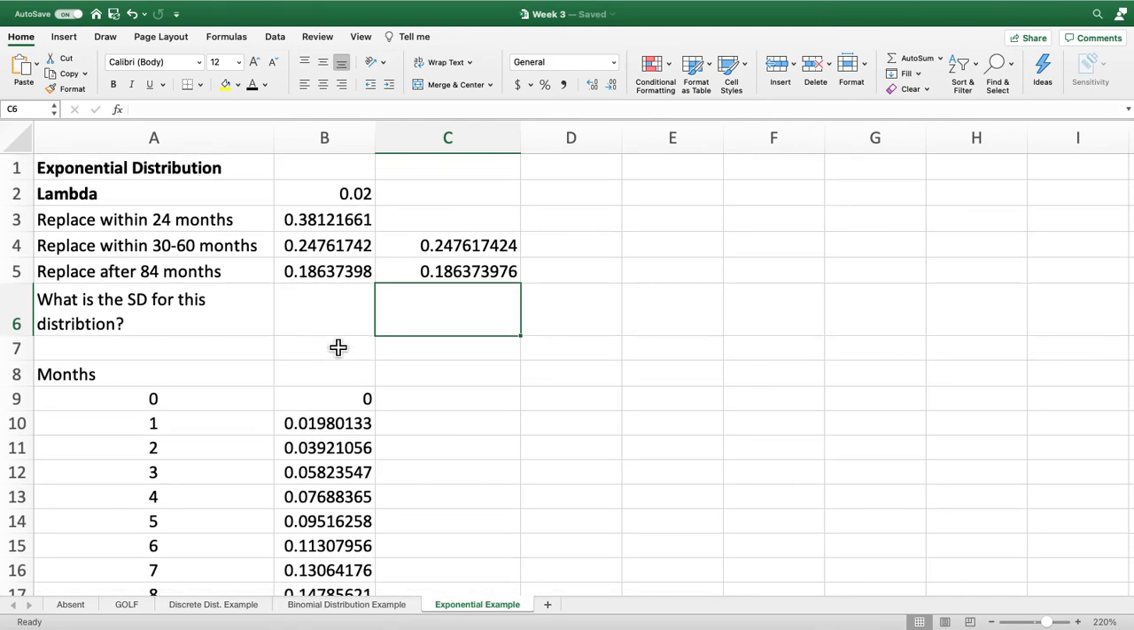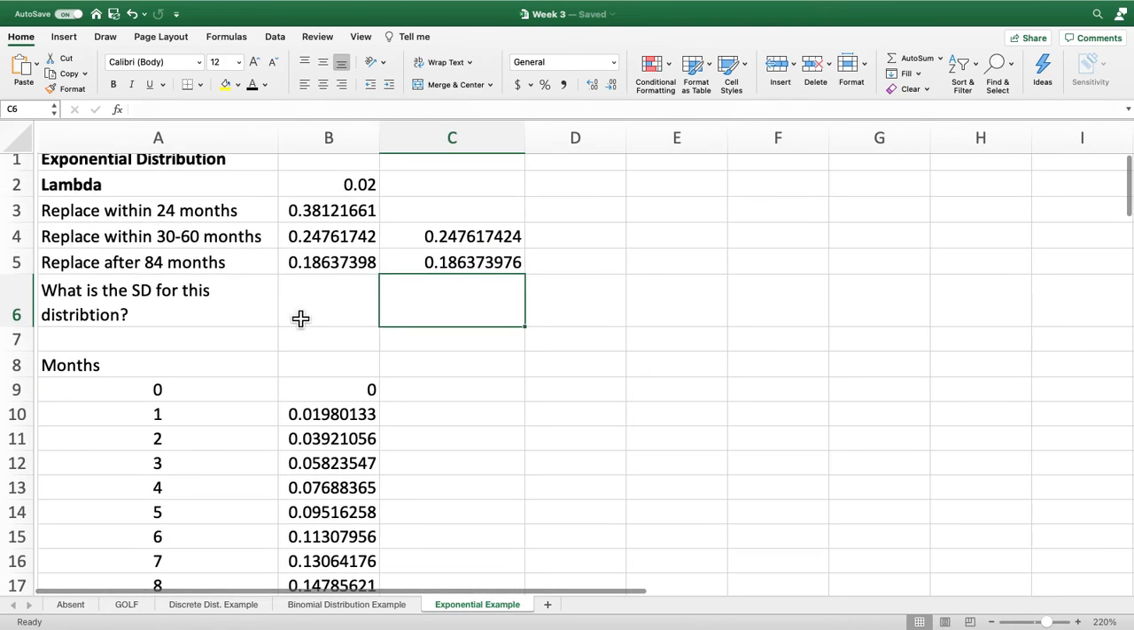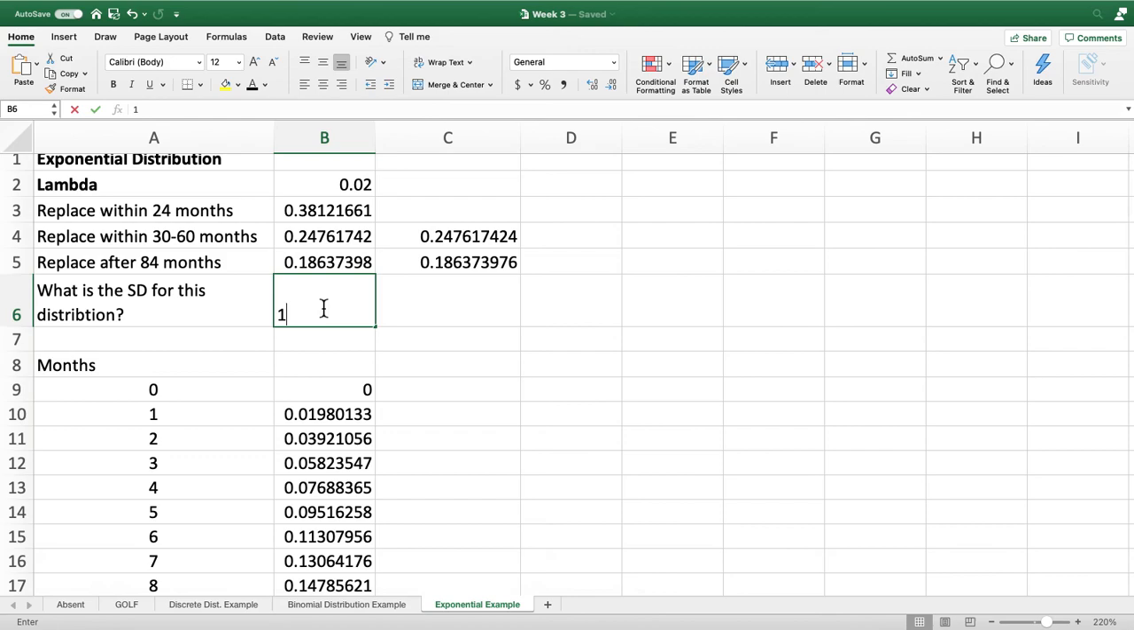So finally, what we need to know is, how do we calculate the standard deviation for this distribution? And all that is 1 divided by your lambda. So we take 1 divided by lambda, which is 1 divided by 50. I need to type equals here. And my standard deviation is 50.